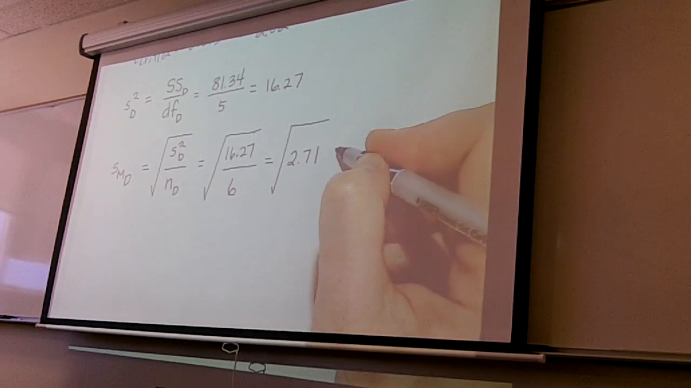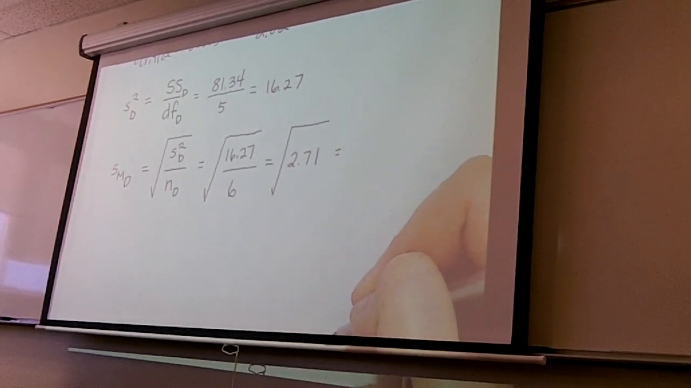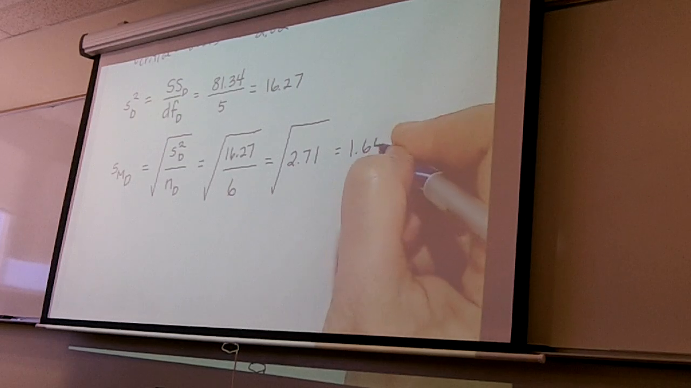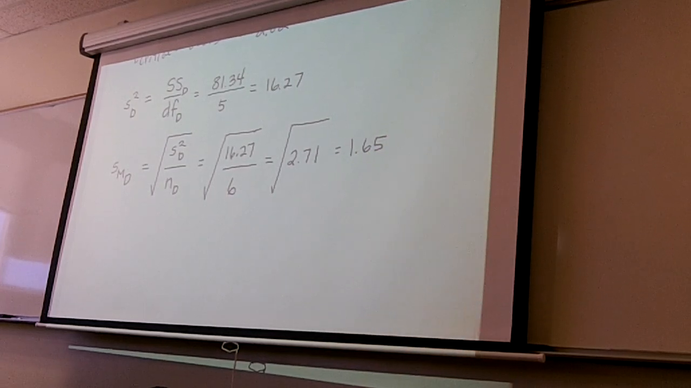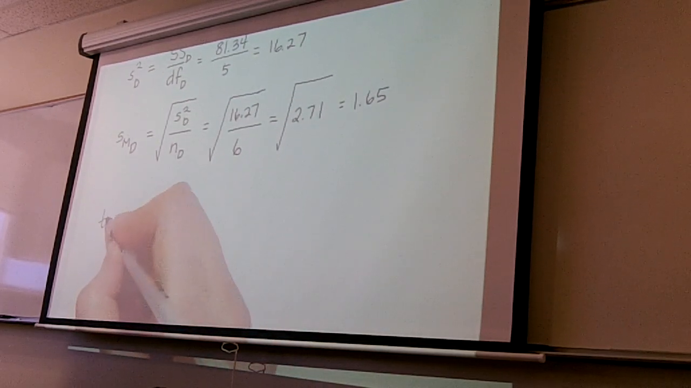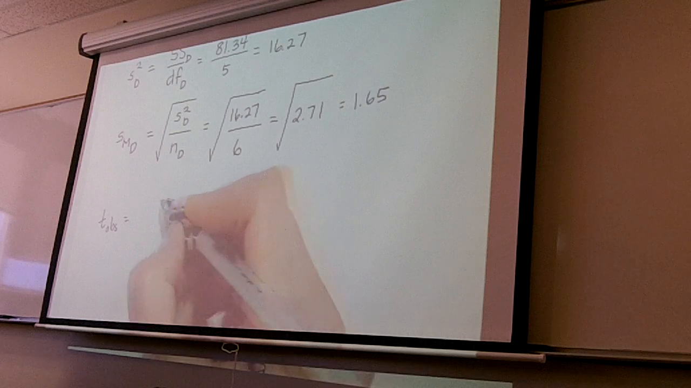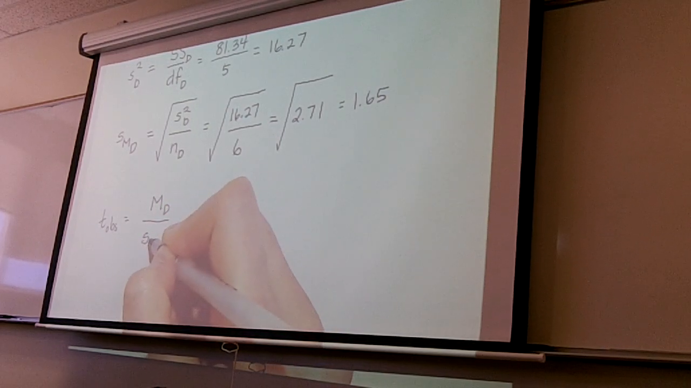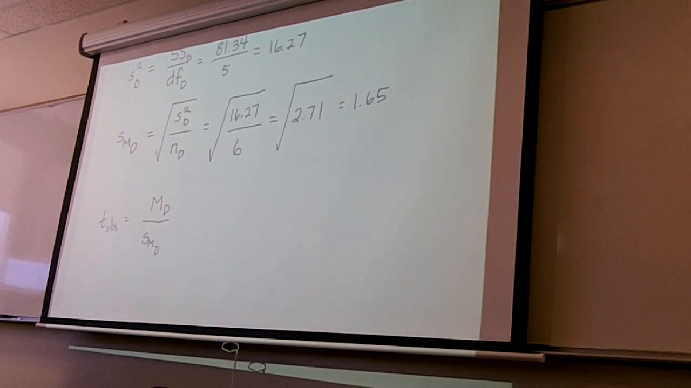All right. We're doing the square root of 2.71. 1.65. I agree. You agree. See, it's a form of moral support. We're a team. All right, so our estimated standard error is 1.65. Guess what? What was our target formula? Our target formula for t observed was the mean of the difference scores over the estimated standard error of the difference scores. That was our target formula, right?